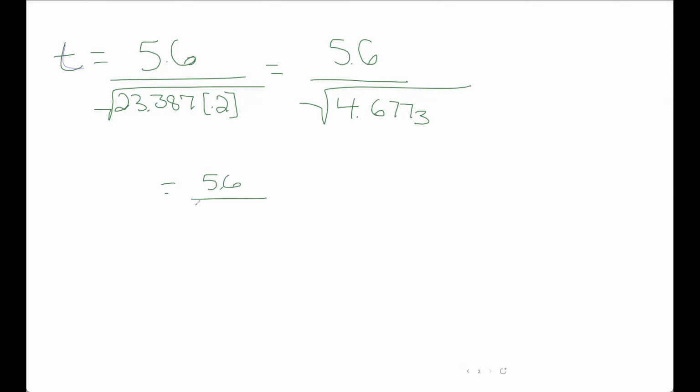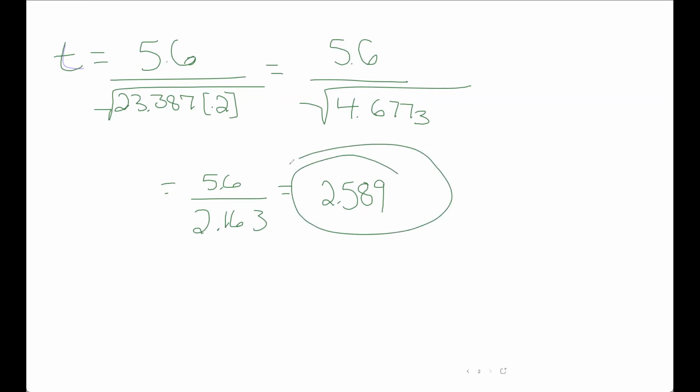5.6 over 2.163, works out to t of about 2.5, right? Yeah, 2.589 is what I'm getting, which is very close to what it was in SPSS. So I'm happy with that. Yay, we got our t.